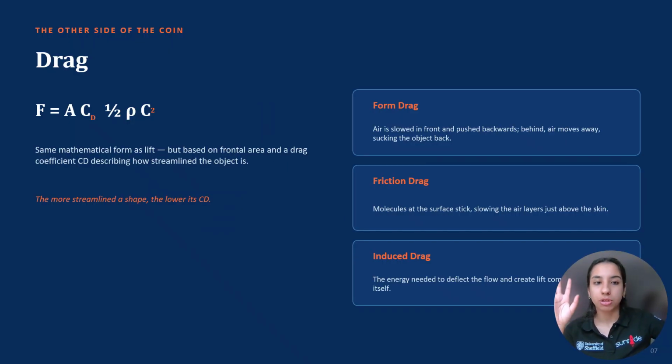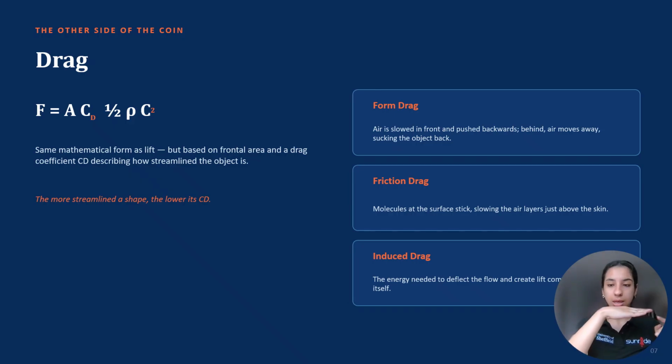Now we have to talk about drag. So drag is not the opposite of lift, no. Drag is the opposite of thrust. Many people always mistake it for the opposite of lift for some reason, but no. When you have an airplane, that's the thrust if it's moving that way. That's the drag, that is the resistive force, okay? So we got three types of drag.